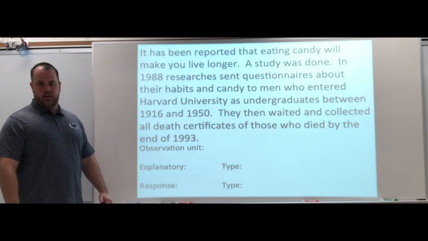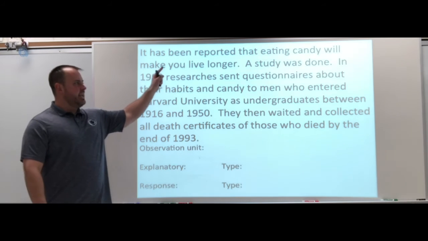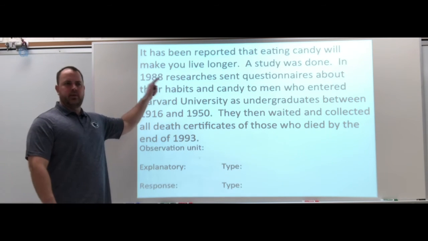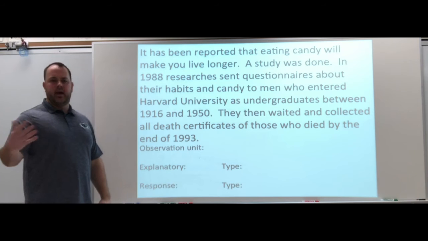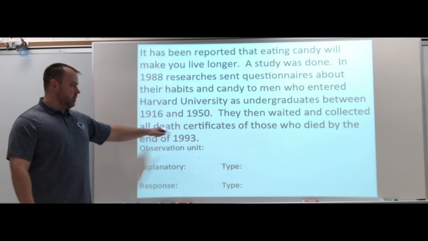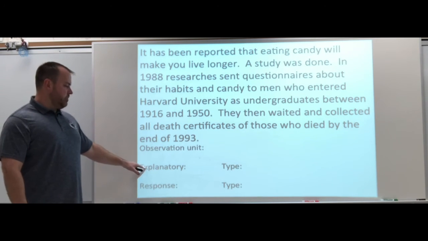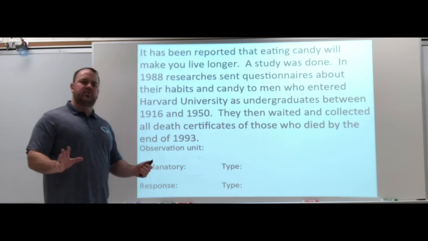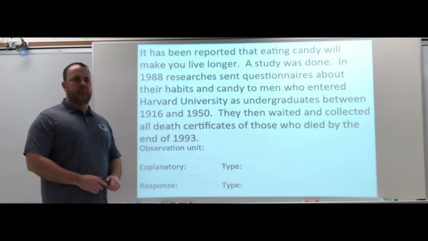The explanatory variable. We are looking at their candy habits. That is what we think is going to affect their death certificate that we're looking at here. Okay? So the explanatory here would be eating habits. Now it's not too detailed about what type of question they might ask.